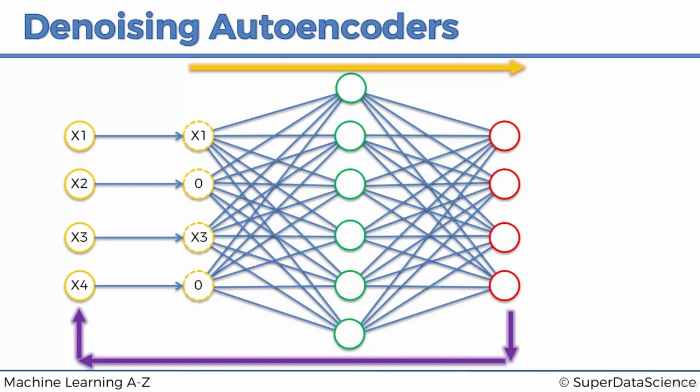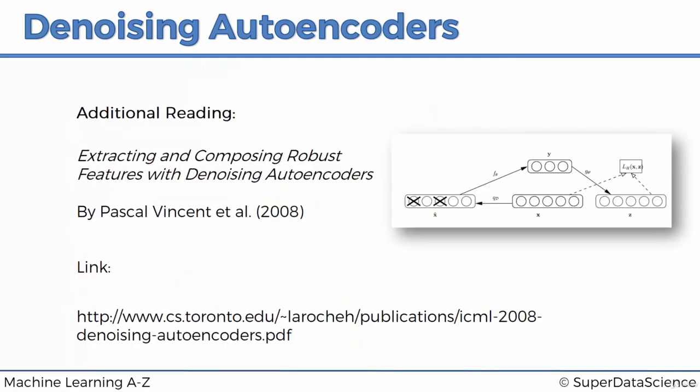Also quite a popular technique. You will hear about it and you will come across it if you're going to delve into the world of autoencoders. And in terms of additional reading, here is a great paper by Pascal Vincent and others, 2008. It's called Extracting and Composing Robust Features with Denoising Autoencoders. Exactly, as you can see from the image, exactly what we spoke about.